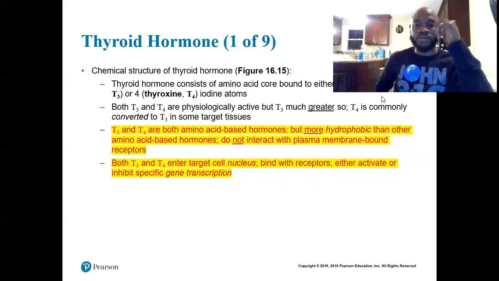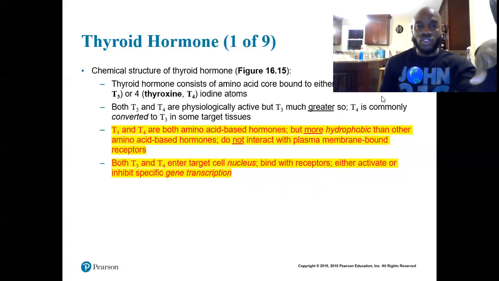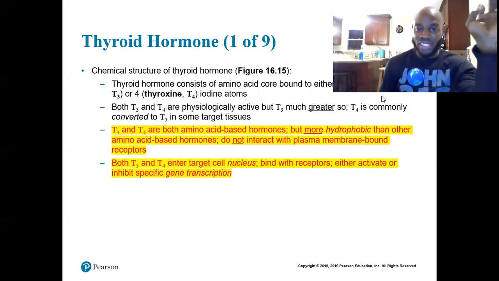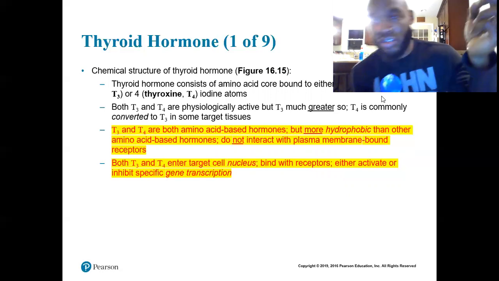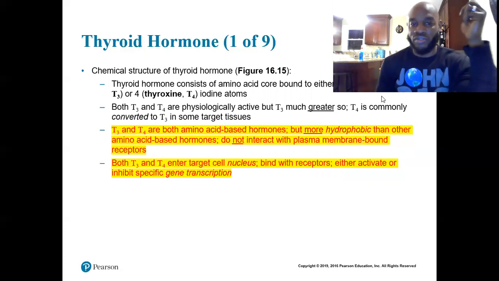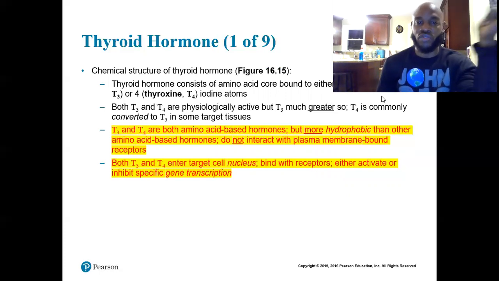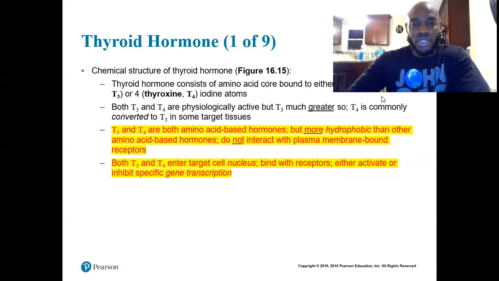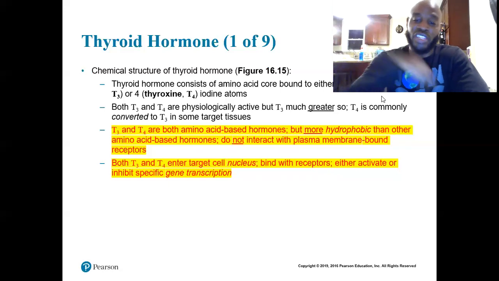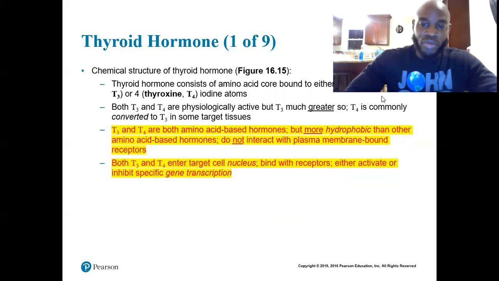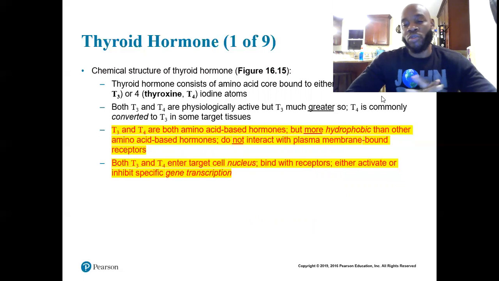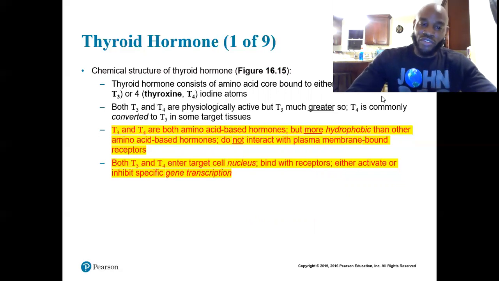All right, so the thyroid hormone consists of an amino acid core bound to either triiodothyronine, T3, or thyroxine, T4, and iodine atoms. T4 is commonly converted to T3 in some target tissues. T4 lasts longer in the body, but T3 is more active. A little side note: they're both amino acid hormones, but more hydrophobic than other amino acid hormones. Remember, amino acid hormones tend to be hydrophilic.